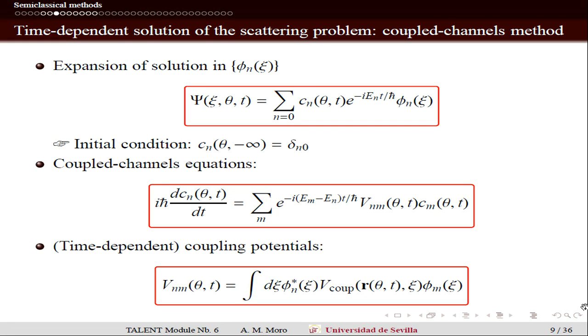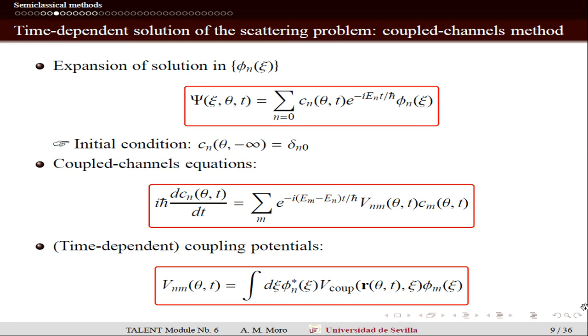So let's go on. This is a coupled channels version for the semiclassical problem. Remember that the idea of the coupled channels method was to expand the wave function in terms of the eigenstates of the projectile, target, or both of them. Here it's the same thing, but we have to keep also the time-dependent part. So we have some coefficients that may depend on time, but also on the angle. And this can be thought of as actually one equation for each different impact parameter.